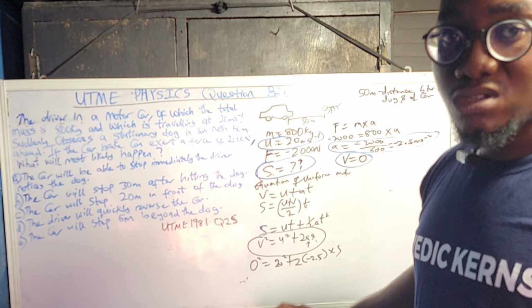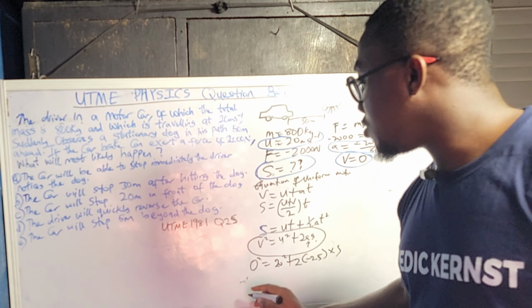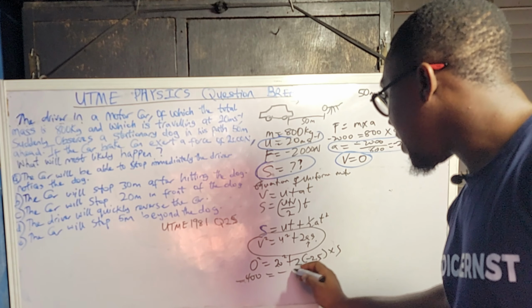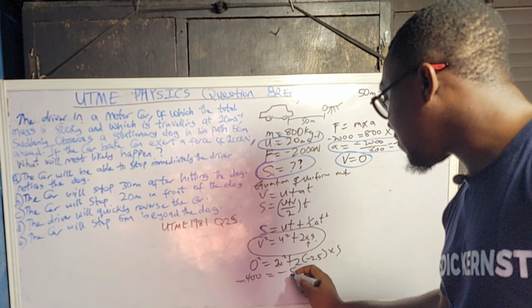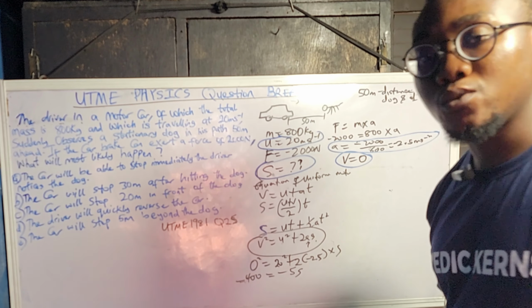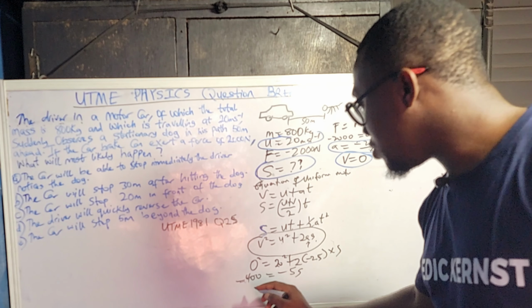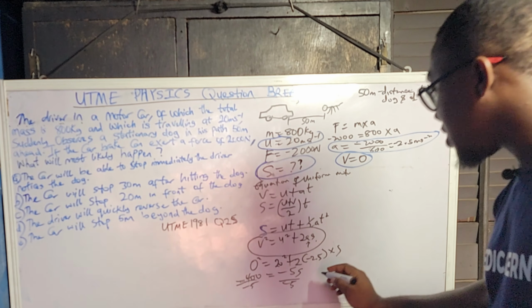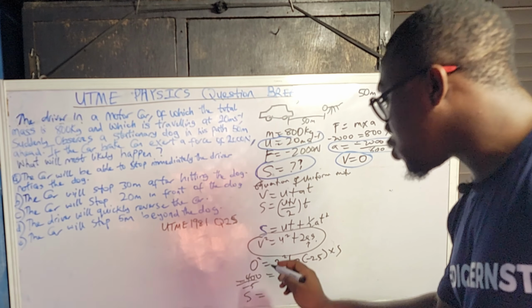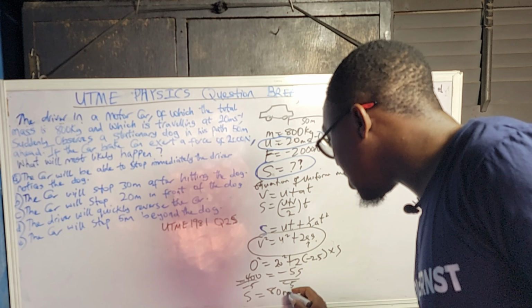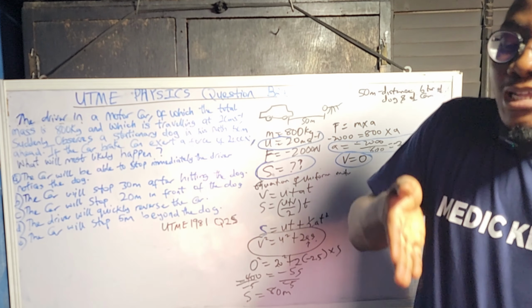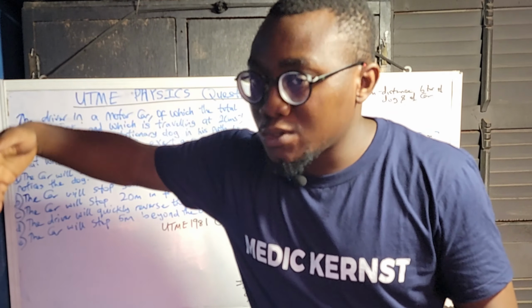So the square of 20 is what? Is 400. So when you carry 400 to the other side, you have minus 400 equals minus 2 times 2.5 times S, which is minus 5S. So divide both sides by what? Minus 5. So you have just S alone. So you have minus 5 over minus 5. So you have what? S to be equal to what? 80 meters. So that is the distance covered between the point of applying the brake to where the car will stop.